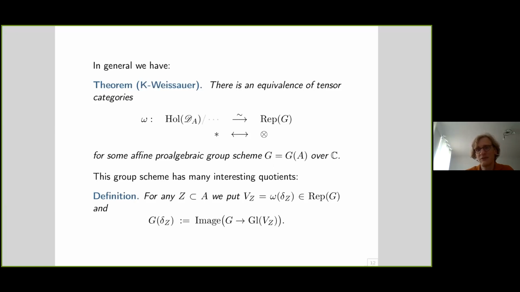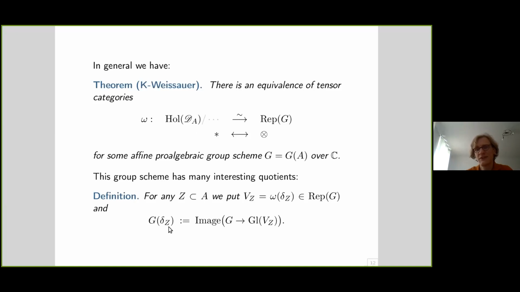So you can view it differently. You take this representation and you take all its tensor powers and all their duals and sums and subquotients, and this will give you a tensor subcategory of this huge tensor category. And this tensor subcategory is the representation category of this group, sorry, this G of delta Z.